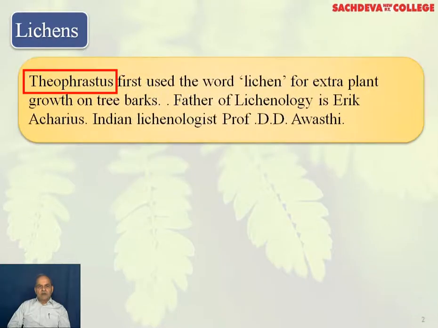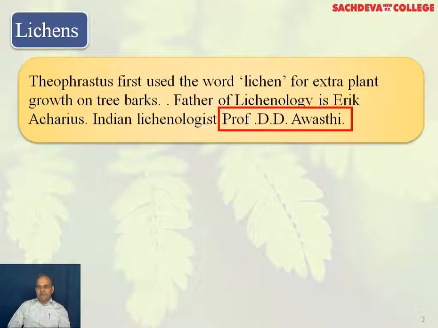Lichens. Lichen is an association of algae and fungi. The term lichen was introduced by Theophrastus for the plant outgrowth. Theophrastus first used the word lichen for extra plant growth on the tree barks, and the father of lichenology is Erik Acharius, and in India, most of the work on lichens has been done by Professor D.D. Awasthi.